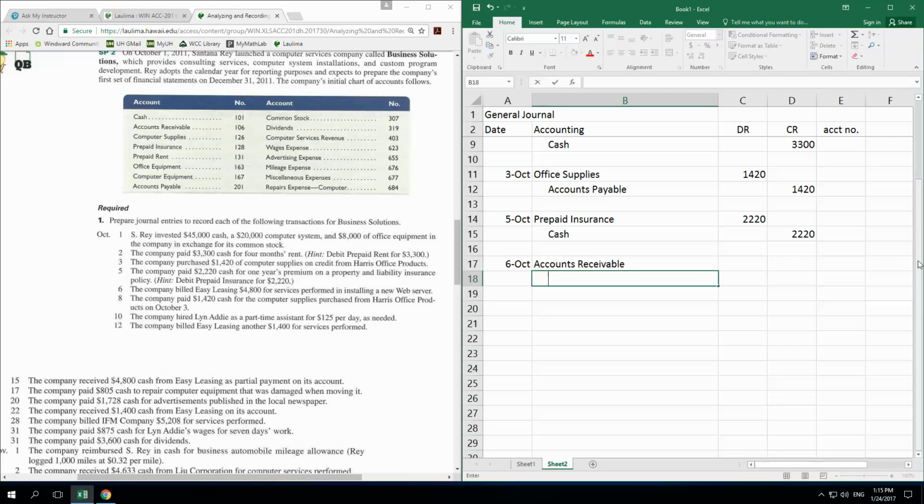And because we performed the services, we're going to have revenue. I would look up here at the chart of accounts and find what they call their revenue. So they're calling their revenue computer services revenue, account 403. So I'm going to credit account 403, and they said that was $4,800.